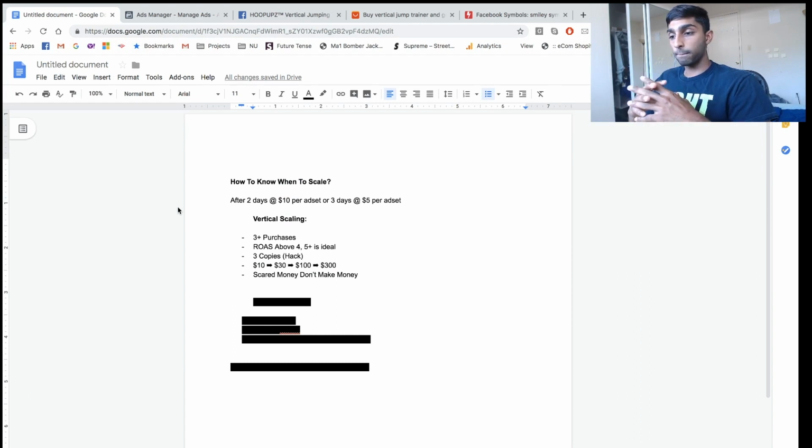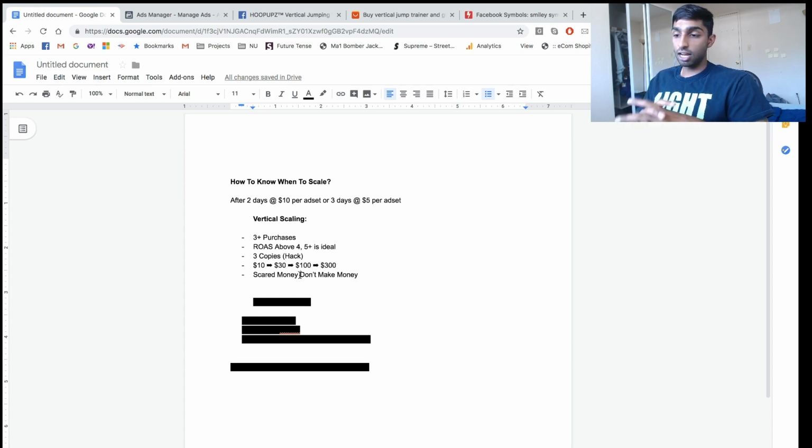So after above ROAS of 4, if it still has a ROAS above 4 at the $100 level, then I'll go to the $300 level and I will make 3 more copies. So that's the structure I follow: 10 to 30 to 100 to 300, looking for ROAS above 4 at each spot to know, okay, I can move on to the next step and increase the budget more.